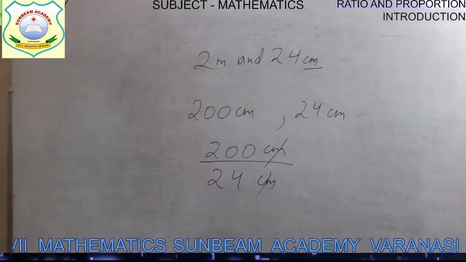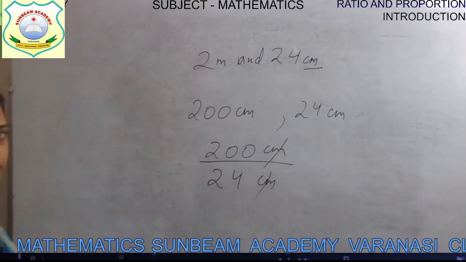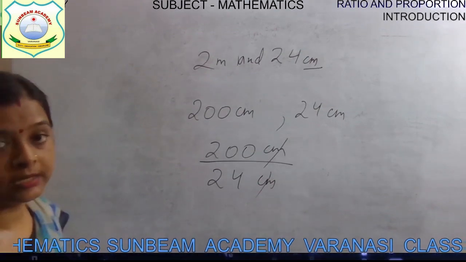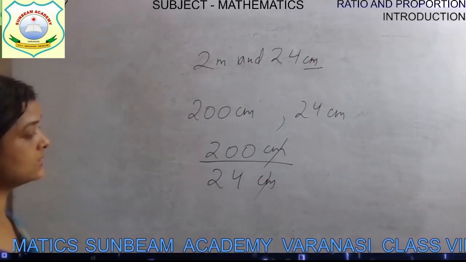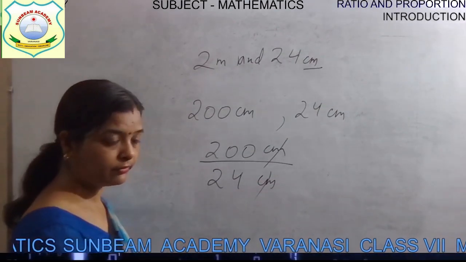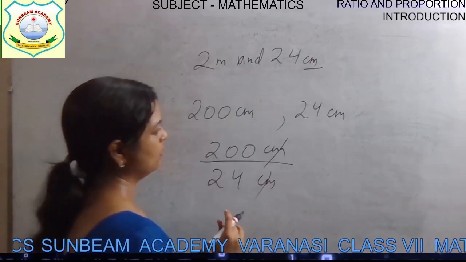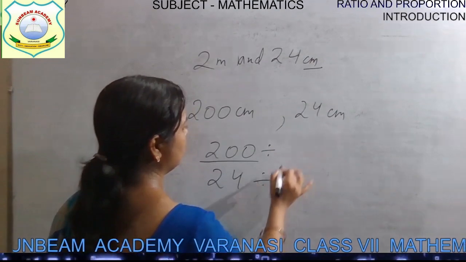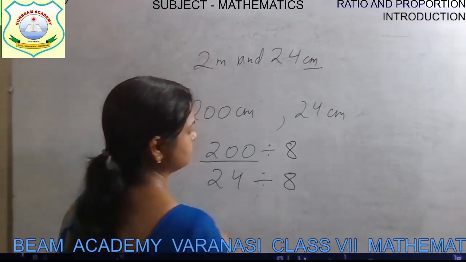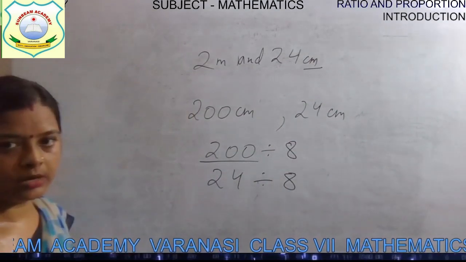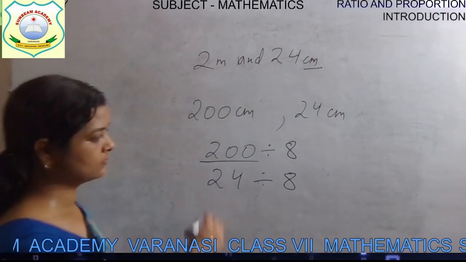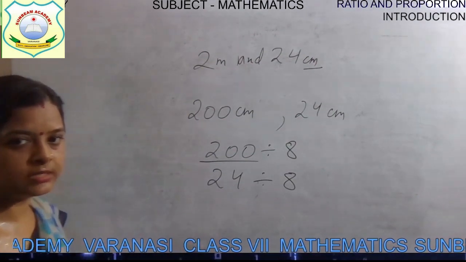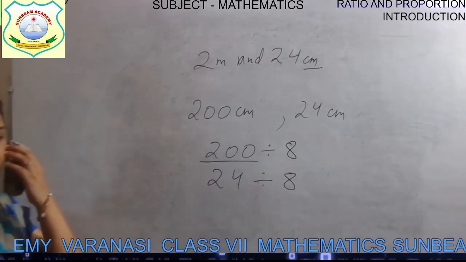What will be the HCF? Come on. The HCF is 8. What is the HCF? 8. So what will we do in the next step? What will we do, children? We will divide it by 8. Divide it by 8. Now what will be the answer? Come on, simplify it. Simplify it children. I am waiting for your answer.